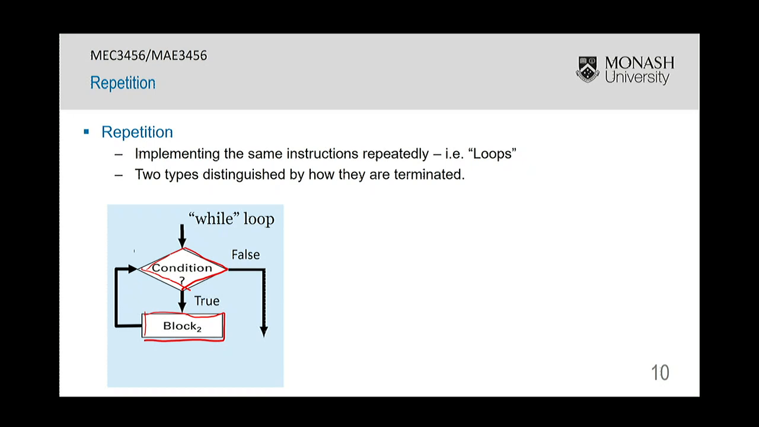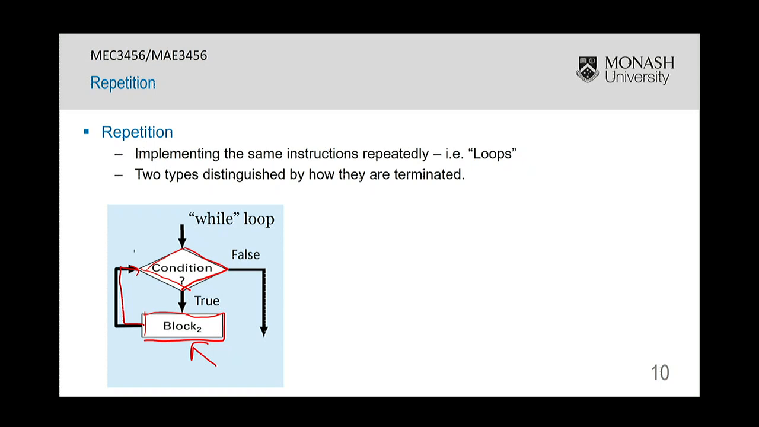We're going to execute some commands, a block of commands, then we're going to go back up, and we're going to test the condition again. If it's false, we exit. If it's true, we go around and we keep on doing this. So a while loop is the construct you use when you don't know how many times you need to execute this set of instructions down here in block 2.